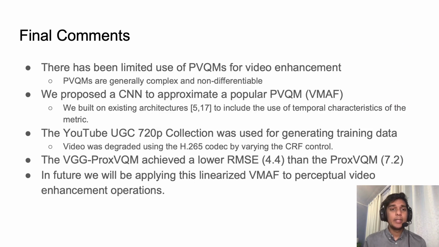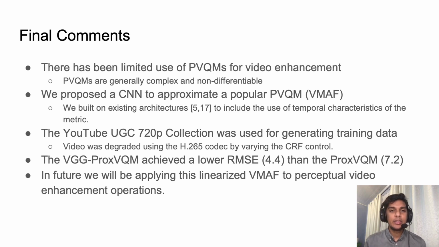In closing, we can make these final comments. We could say that there has been limited use of PVQMs for video enhancement, as they are generally complex and non-differentiable. We propose a convolutional neural network to approximate a popular perceptual visual quality metric, in this case VMAF, and we built on existing architectures to include the use of temporal characteristics of the metric.